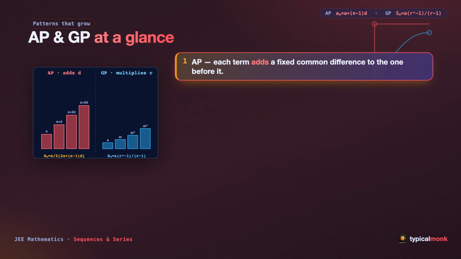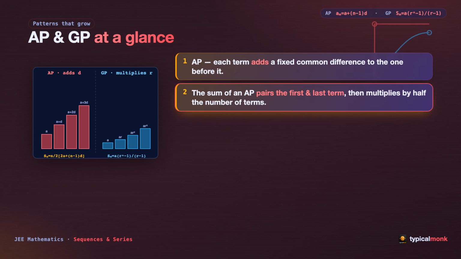Now, look at this figure, because it turns both progressions into a picture you can see growing. On the left, a staircase of bars, each one taller than the last by the same fixed amount, that is the AP. On the right, a row of bars, each one scaled from the last by the same fixed ratio, that is the GP. First, the AP's nth term, the first term plus n minus 1 lots of the common difference, one flat step at a time.